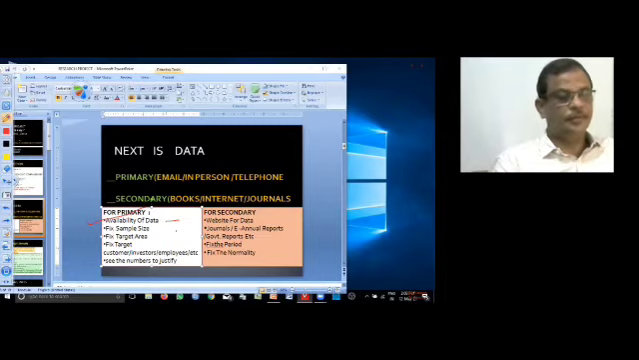Then target area: from which area you have to collect the data, and what will be the data unit or the sample unit, from where you have to collect all this data. So these are various things you have to decide before you go for a topic.